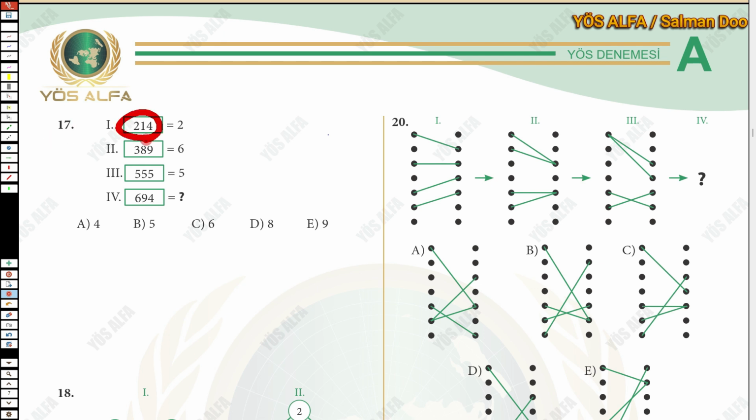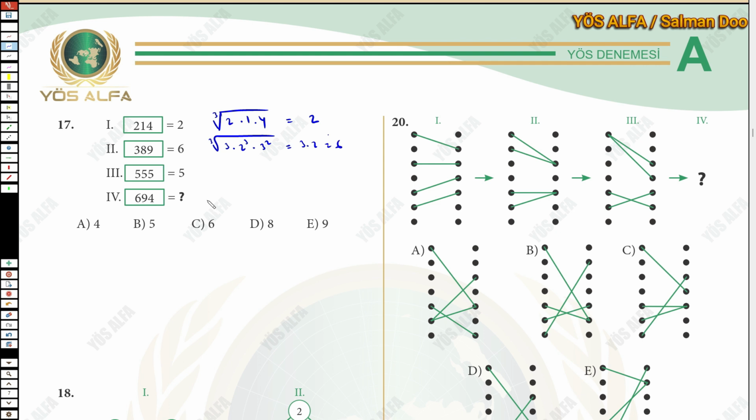17. 214 is turned to 2. So what's the pattern here? The pattern is the cube root of the multiplication of the digits. So we have 2 here. For this one, we have 3, 8, and 9. So the cube root of the multiplication of the digits gives us 3 times 2, which is 6.